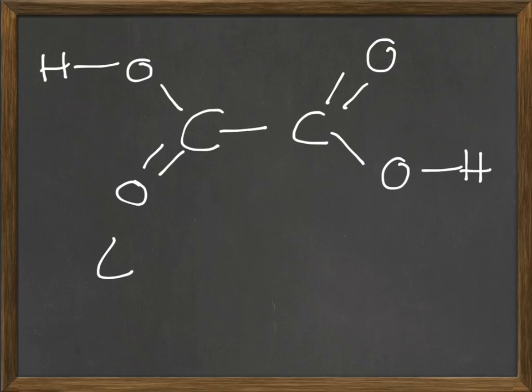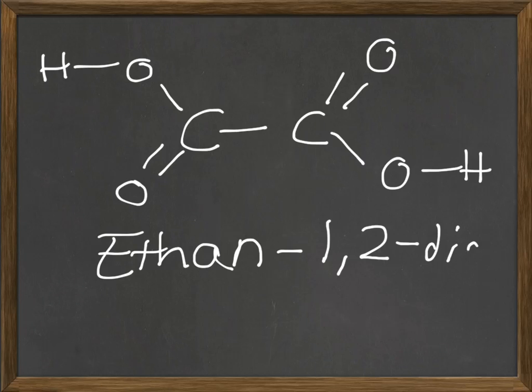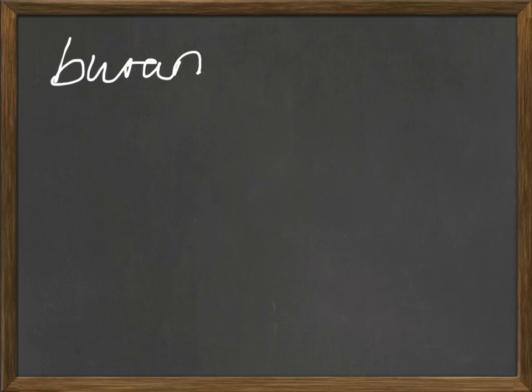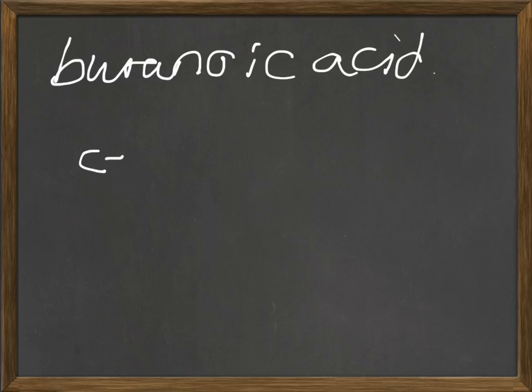Okay, so your prefix is going to be eth, because you've got 2 carbons, and it's ethane-1,2-dioic acid. Okay, so well done if you got that one right. Also have a go at drawing the structural and skeletal formulae of that acid in your notes. Next one, I want you to draw the structural, displayed and skeletal formula for benzoic acid. So have a go at doing that in your notes first, and then I'll go through the answers with you.